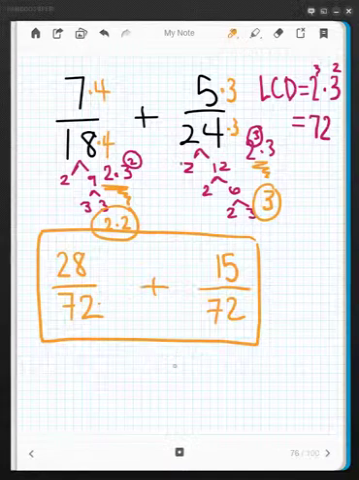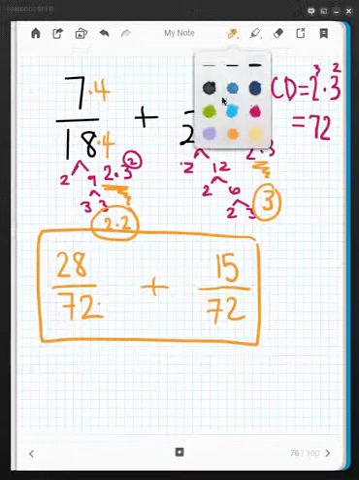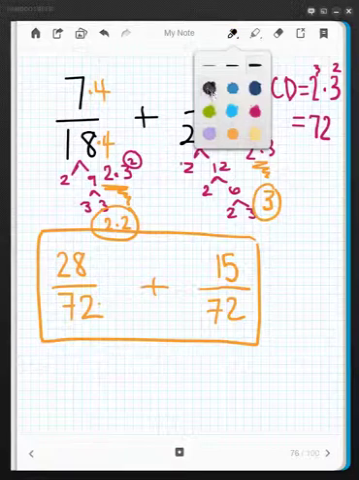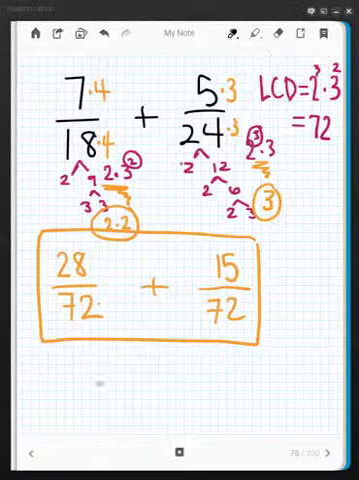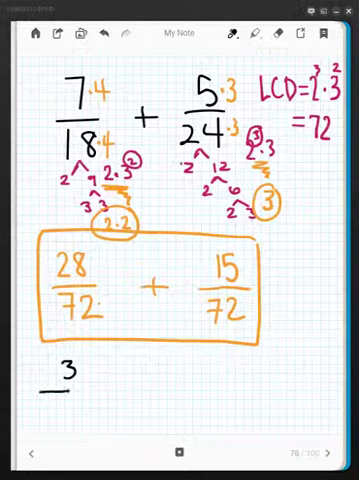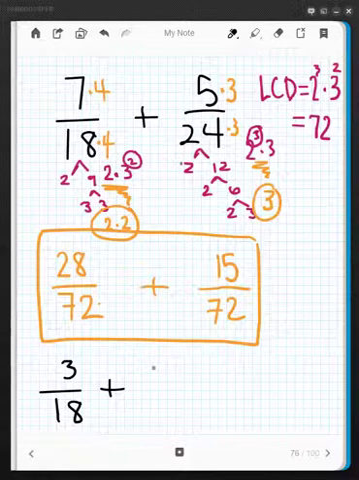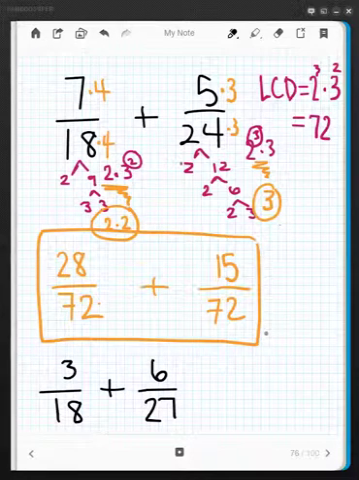And you already know how to add fractions with common denominators, so you're ready to go at that point in time. So this little trick, you might want to practice this so you don't have to pull out a calculator every time. Let me do another one for you that you might see yourself using that. Let's do 3/18 and, I don't know, let's do 6/27. Maybe that would be a good one.